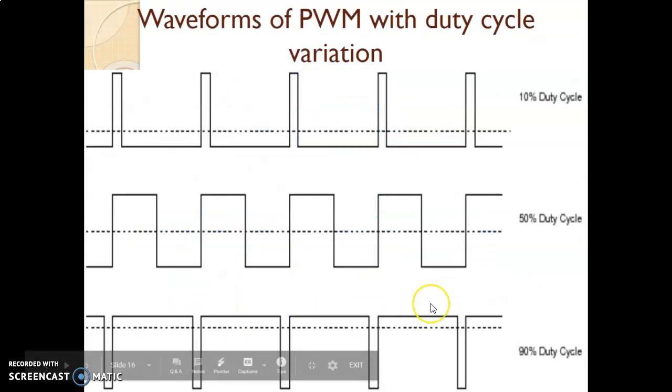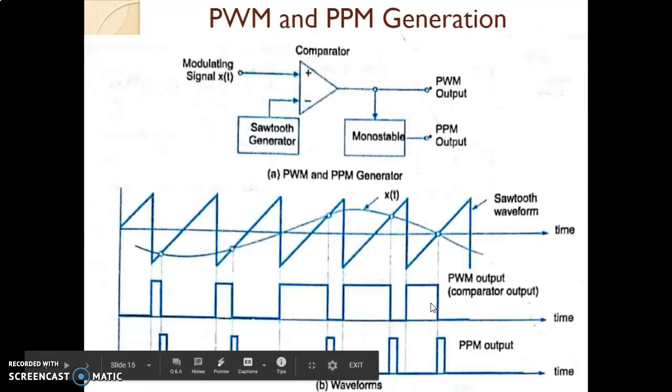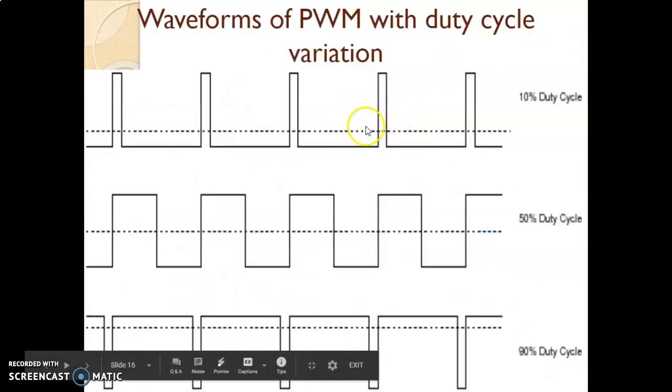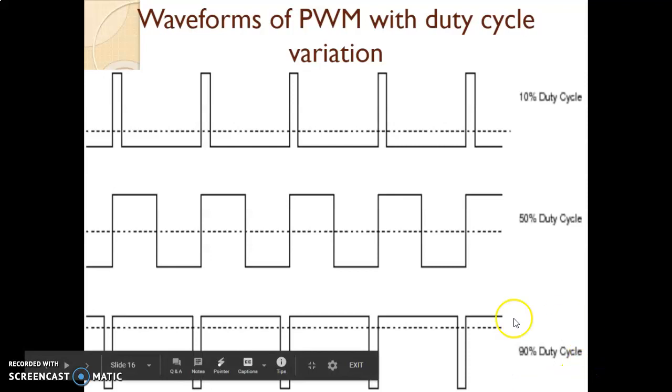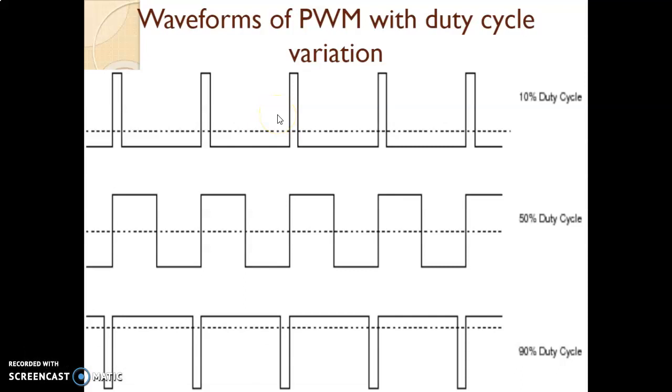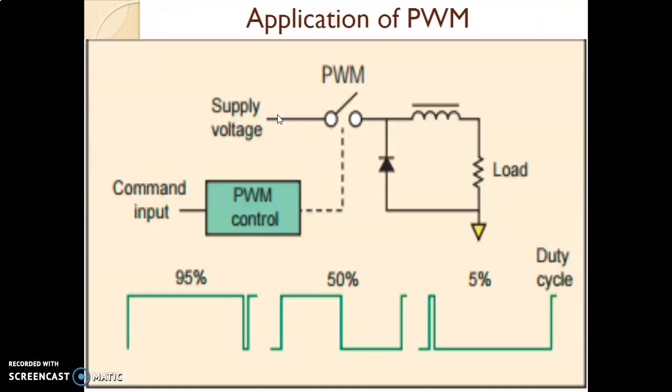Now if we see the waveforms of the PWM, it looks like a pulse waveform which is having a variable duty cycle. Variable duty cycle means on and off time period is different, and because of that PWM waveform can be of 10% duty cycle, it can be of 50% duty cycle, it can be of 90% duty cycle, because you are changing on and off time period by changing the width of the pulse.